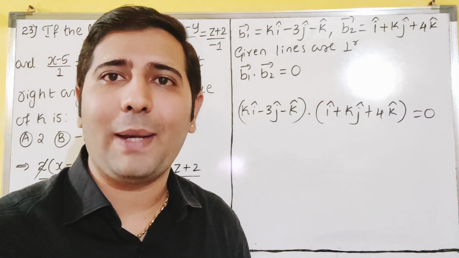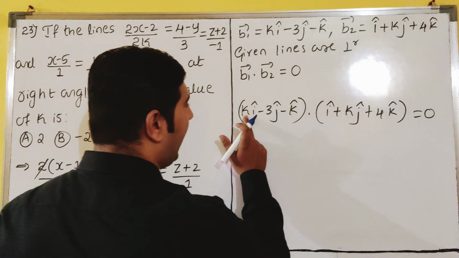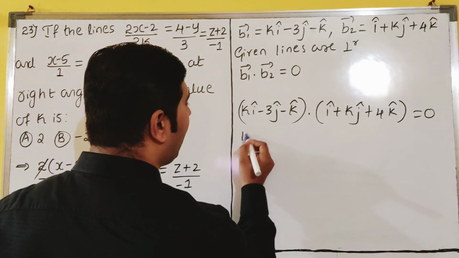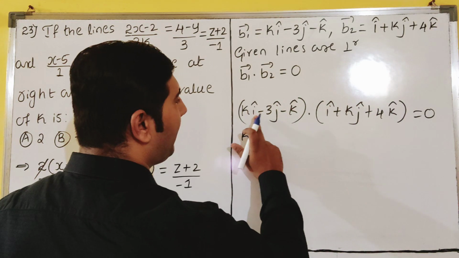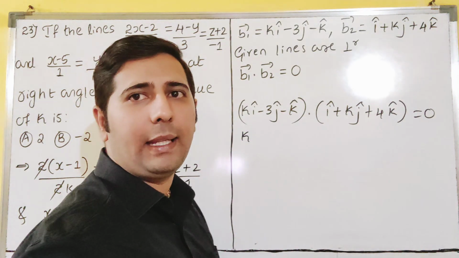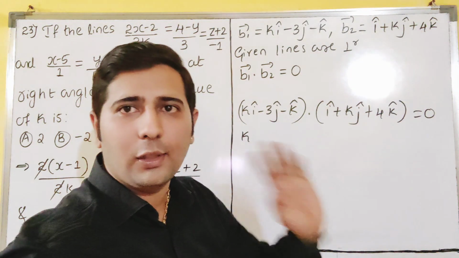So how will the dot product multiply, dear students? i to i you have to multiply. i here is what? k. k into 1, k. i cap dot i cap is 1. So j to j you multiply. Sir, why are you not multiplying i to j? Because i dot j is 0, dear students. i dot k is also 0.